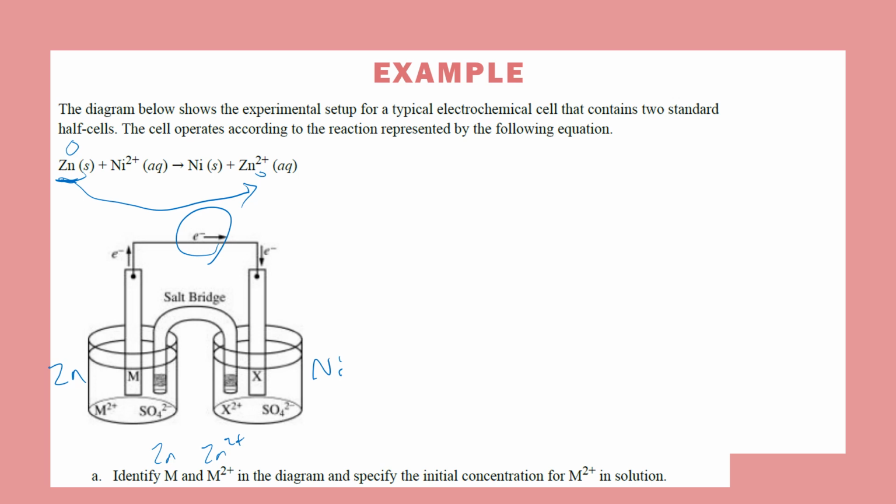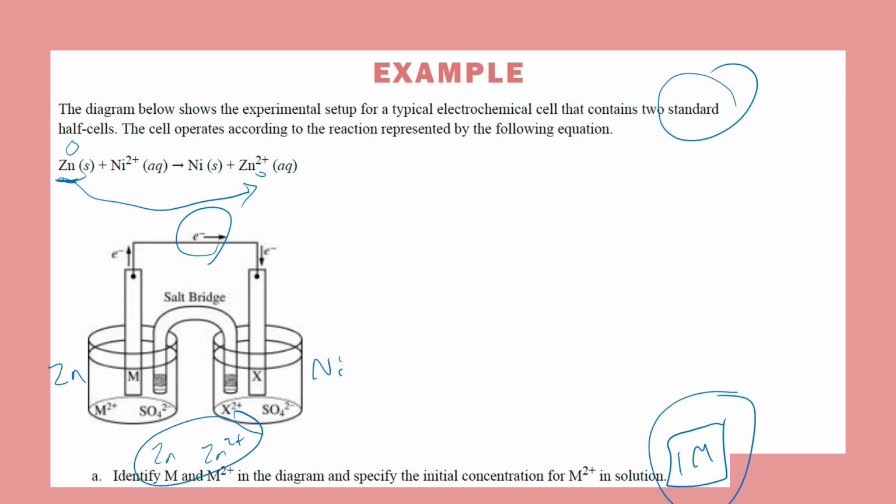Well, we want it to be, because it says it's a standard half cell. That's the key. When you have standard conditions for electrochemistry, it's always 1 molar conditions. And so that was 2 points, 1 for getting the correct identity and 1 for getting the correct concentration.